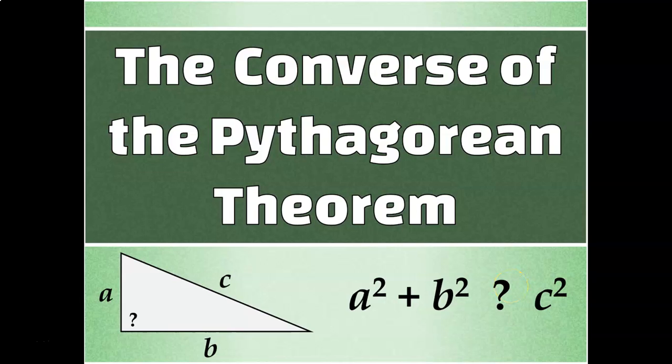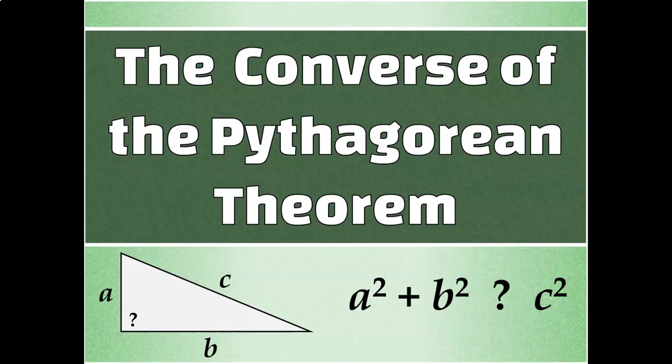Let's talk about the converse to the Pythagorean theorem. In the previous video, we learned that if it's a right triangle, then the sum of the squares of the legs of that right triangle is equal to the square of the hypotenuse. In other words, a squared plus b squared equals c squared.